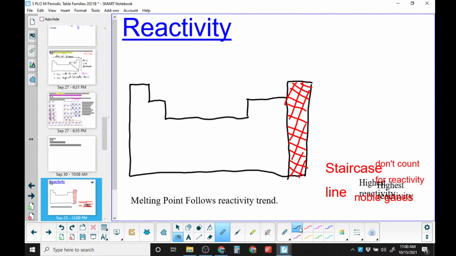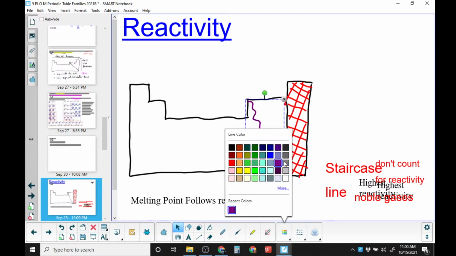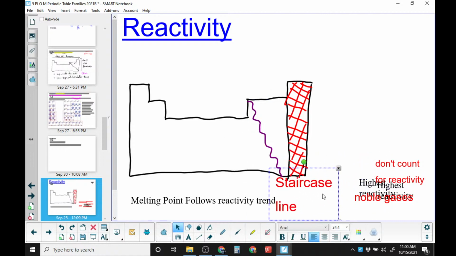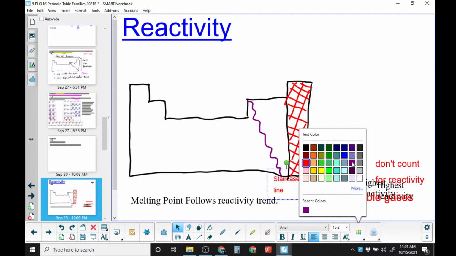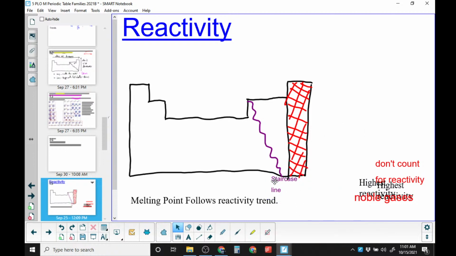Okay. Once again, I'm going to include a staircase line. This is a little squished of a periodic table, so I'm going to take that as my staircase line. Let's make it purple. We got staircase line. Make that smaller. Put it right there. Color code it so you can see it. It will also be purple. There we go. Look at that color coding there.